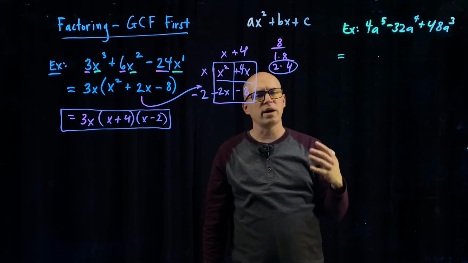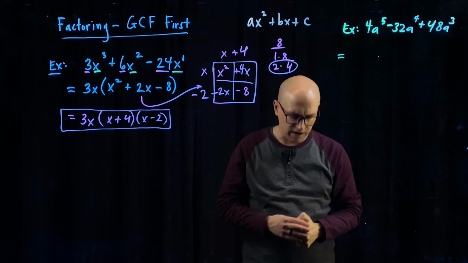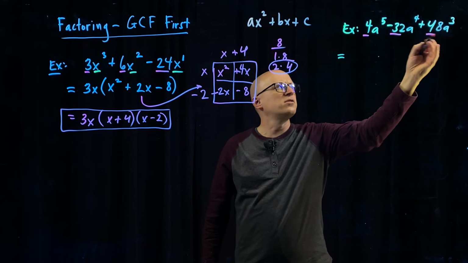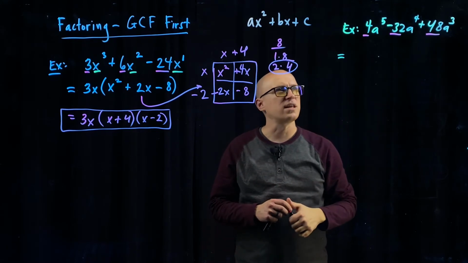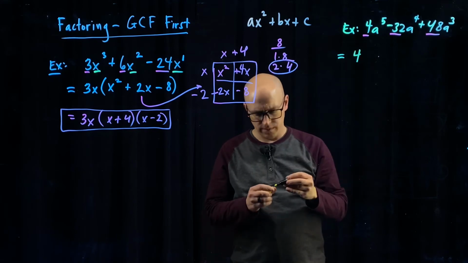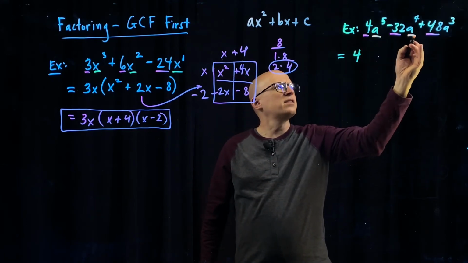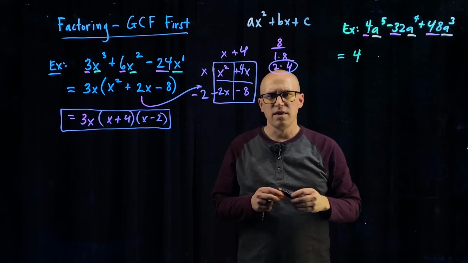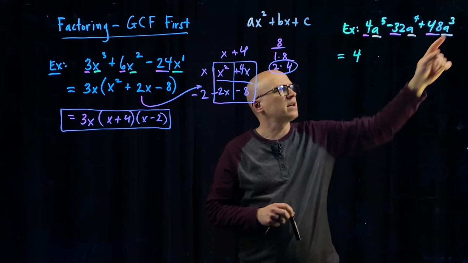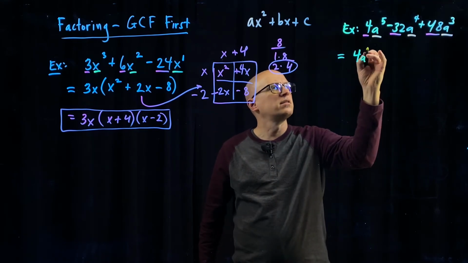So let's think about what can I take out of these, and let's focus on the numbers as numbers. Let's do the variables as variables. So first of all, with 4, 32, and 48, I think the largest thing I can take out of those is going to be a 4. And if I look at a to the 5th, a to the 4th, and a to the 3rd, the most a's I can take out of all of those is going to be 3 because that's the smallest power. So I'm going to take out an a to the 3rd.